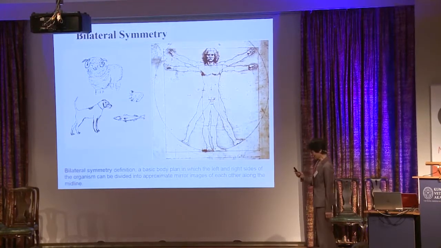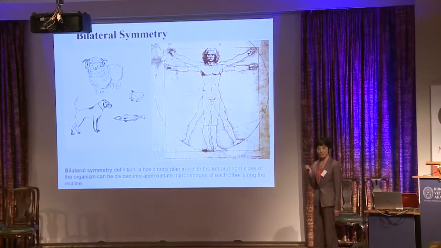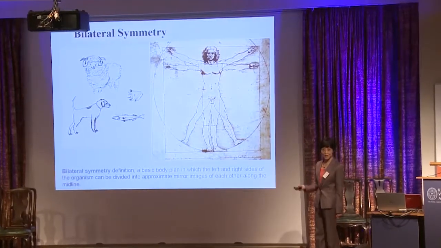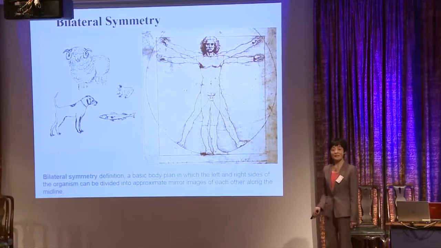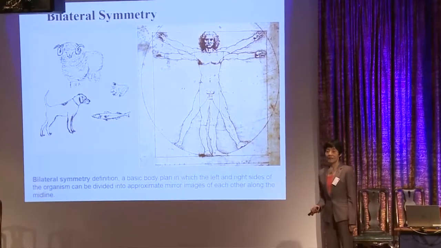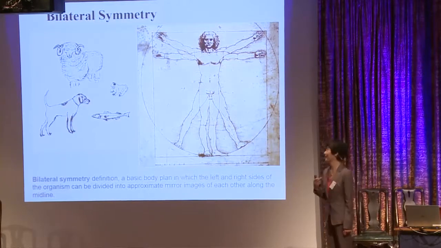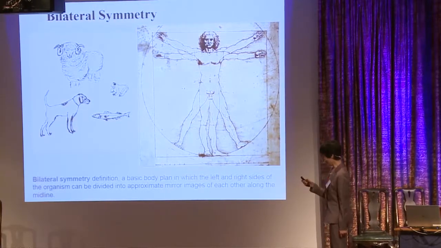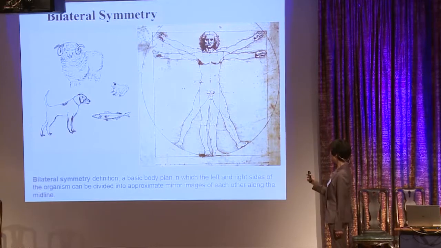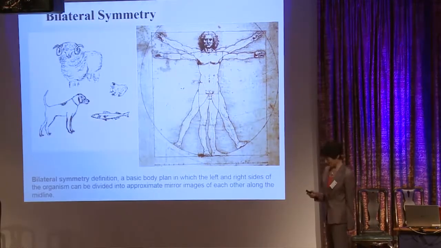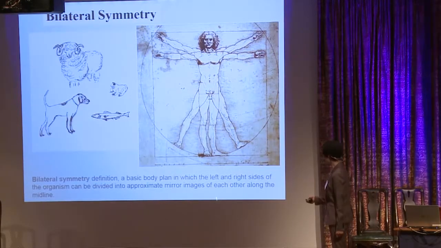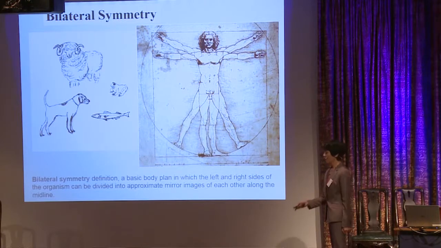Now, on the right-hand side is the very famous painting by Leonardo da Vinci. On the left-hand side is a drawing by a not famous at all person, me. This is showing animals have bilateral symmetry. The left-hand side and the right-hand side are mirror images of each other in the middle.